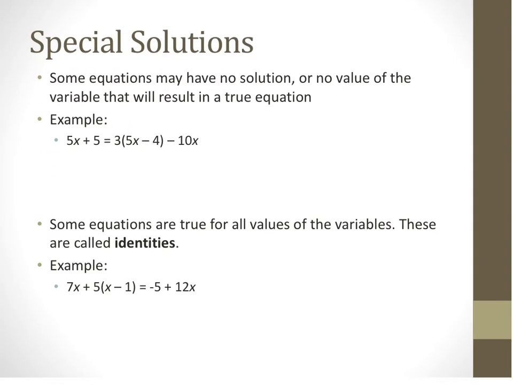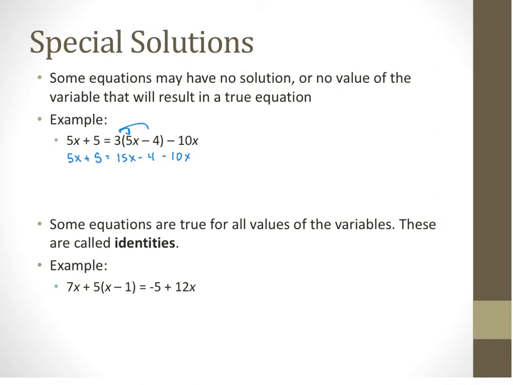All right, the last thing we're going to go over is special solutions. Now, there are some equations that just don't work. There are some equations that have no solution, or that they're weird, but where every number works. So in this first one, if we solve for x, just solve for x like normal. So I have 5x plus 5 is equal to 15x minus 4 minus 10x.